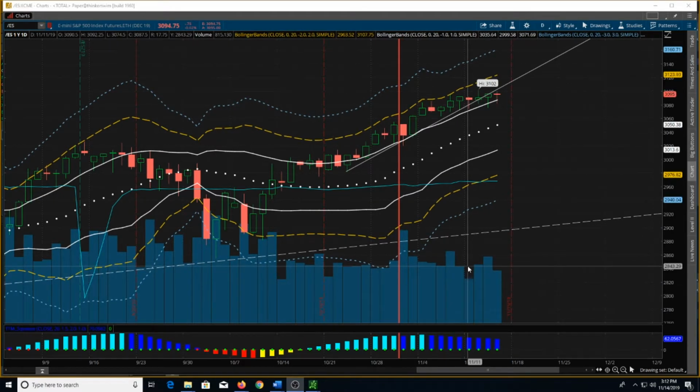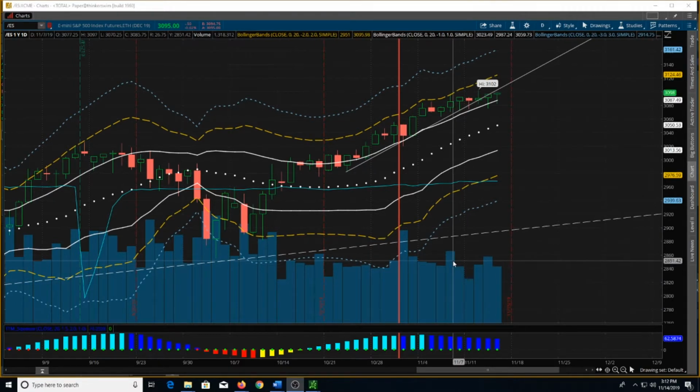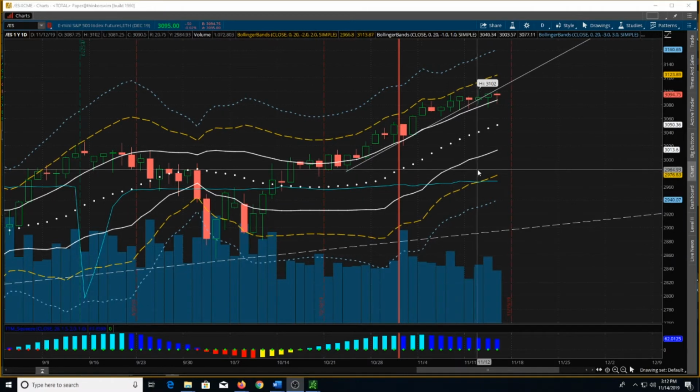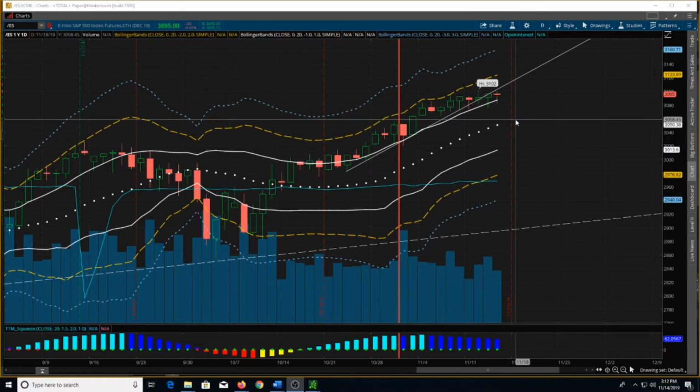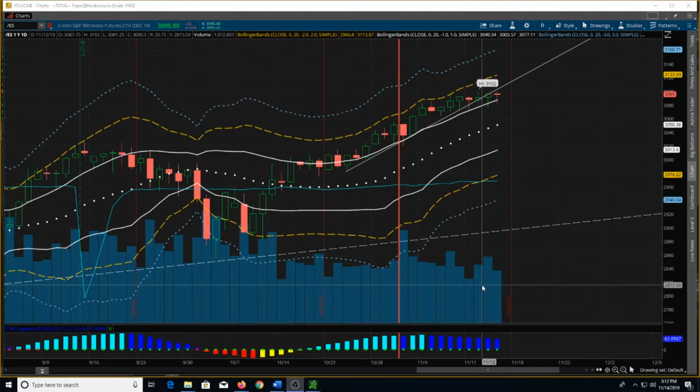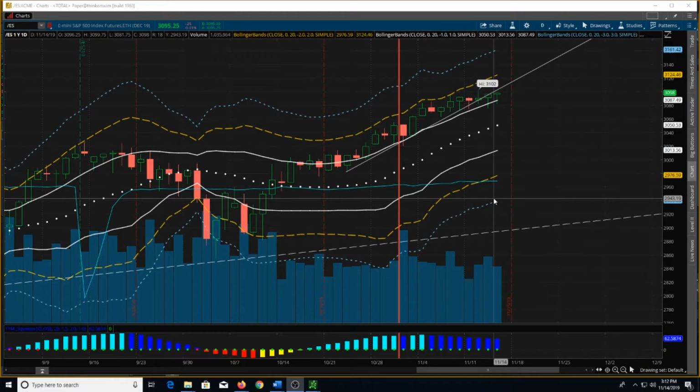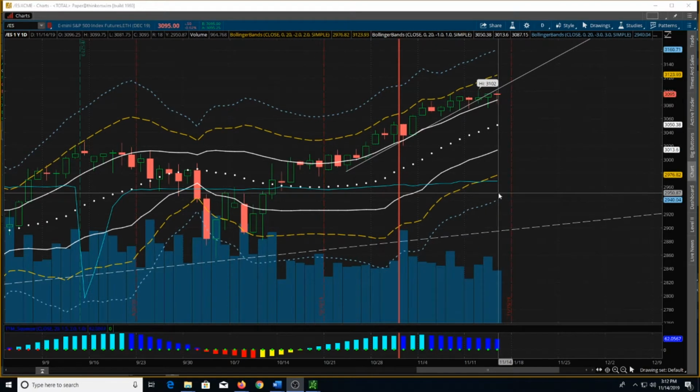Of course, if you don't know what a strangle is, it's a naked call and a naked put. It has a lot of risk, unlimited risk to the upside, and on the ES especially, a substantial downside risk. So it's a high risk advanced trade. I don't recommend it for everyone.